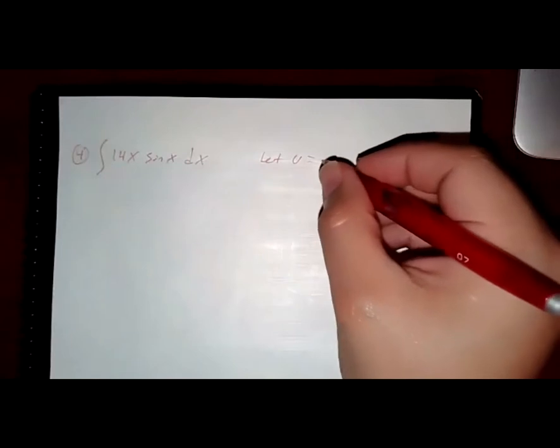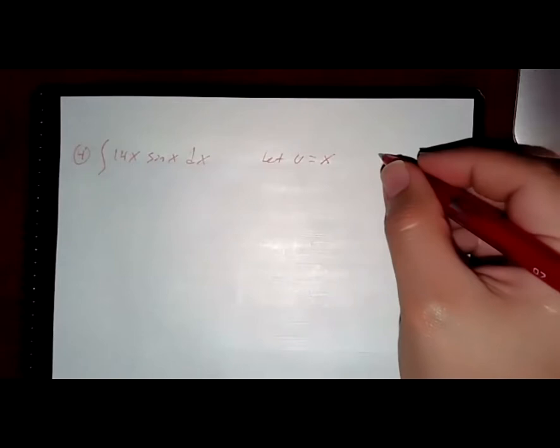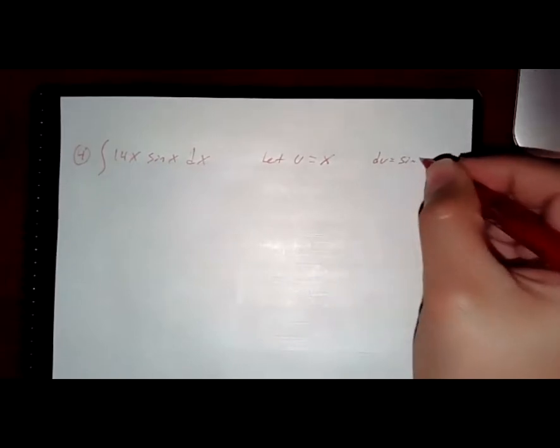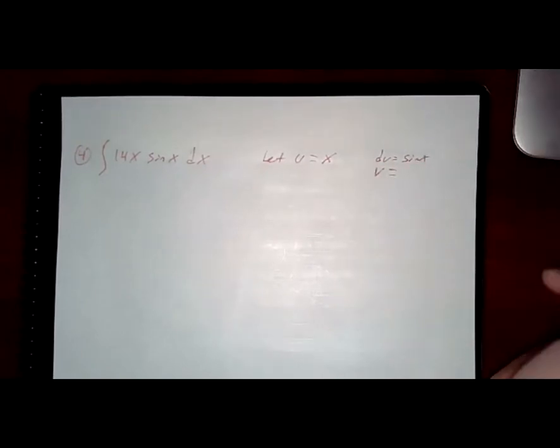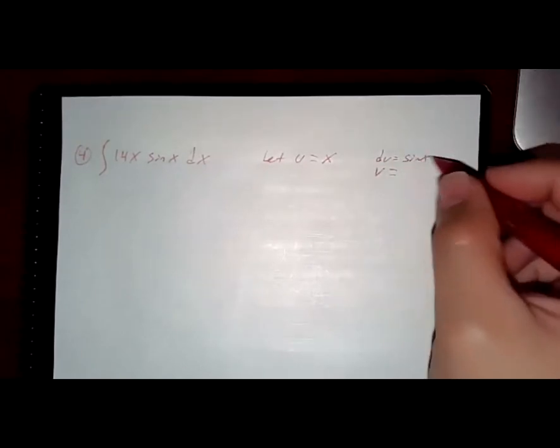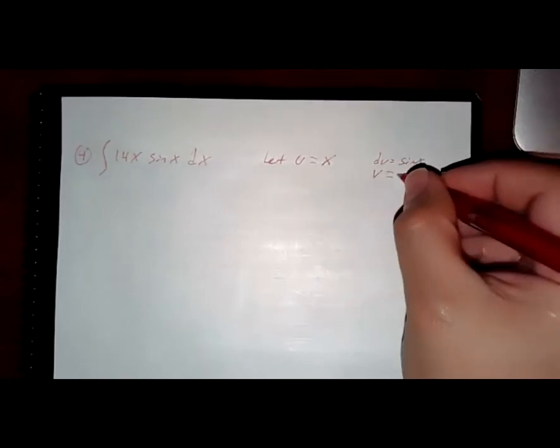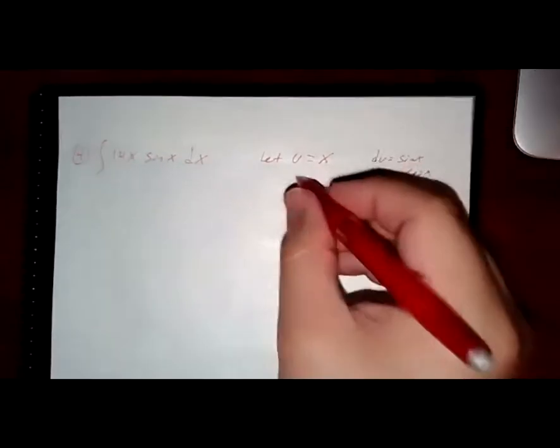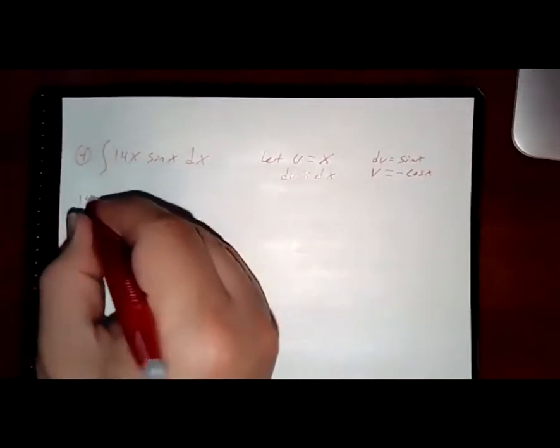So let u. So you remember you had to choose the u, and we said we should usually pick something that we know is gonna disappear with enough derivatives. So I'm gonna let u be the x. dv will be the sine because it's by default. Integrate to find the v. That would be equal to negative cosine x. Derivative to find du. The 4 I'm just going to leave outside.